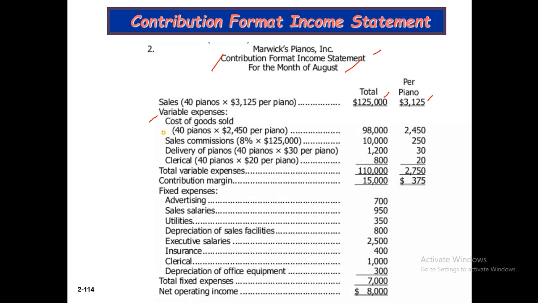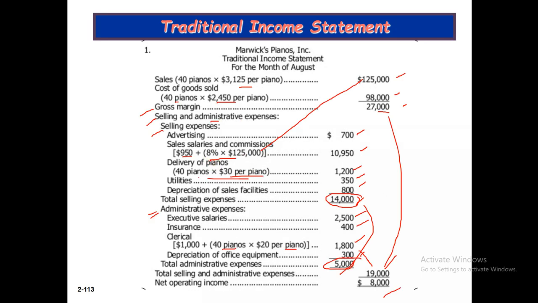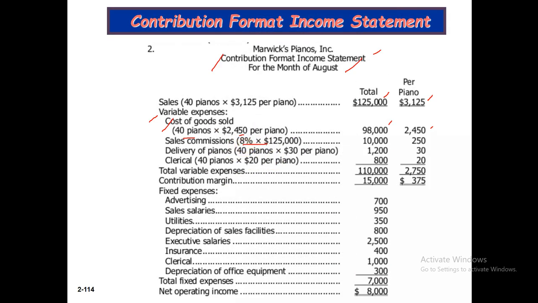So cost of goods sold. This is the cost of goods sold, this figure, and our 40 pianos, so it would be this figure. This is per piano. And sales commission. Please look here. Sales commission would be only this figure, because this portion is fixed and this portion is variable. So this is the variable portion we are using. So 250 we have got. 40 pianos, so 10,000 divided by 40 pianos. So at that time we will get this figure.